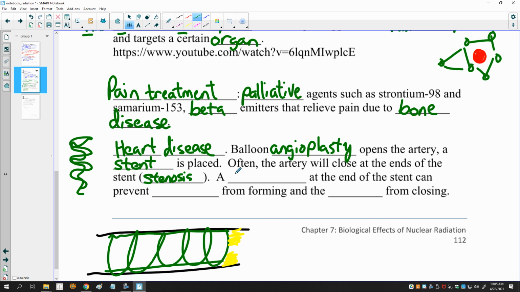And sometimes you'll take a radioisotope at the end of the stent, embedded in the metal of the mesh. At the end of the stent it can prevent plaque from forming and the arteries from closing. Okay, so you'll put these radioisotopes down here. They'll emit gamma or beta, and they'll keep this plaque from forming, so they'll hold back that plaque and prevent stenosis.